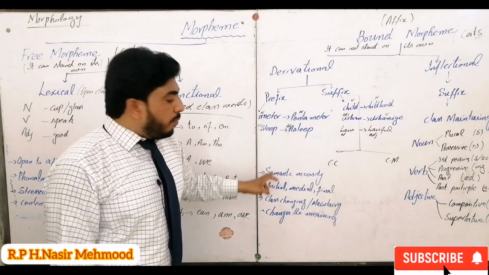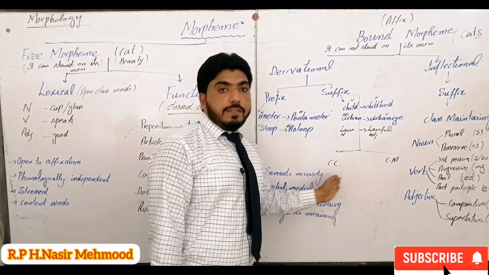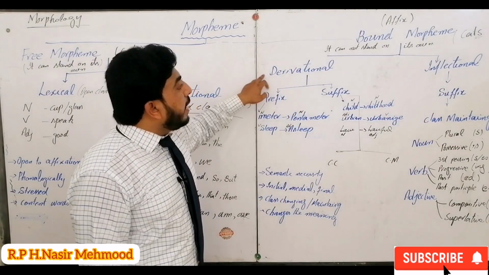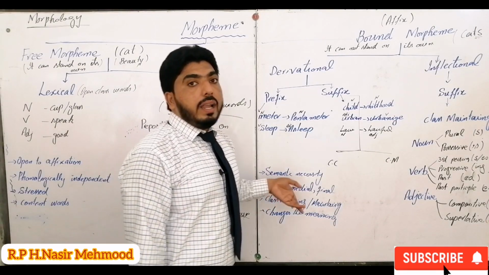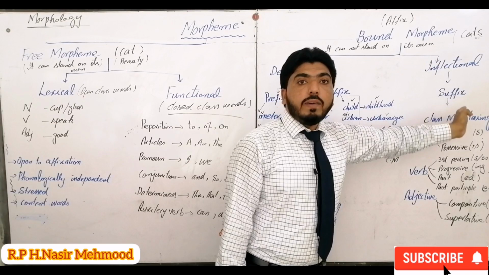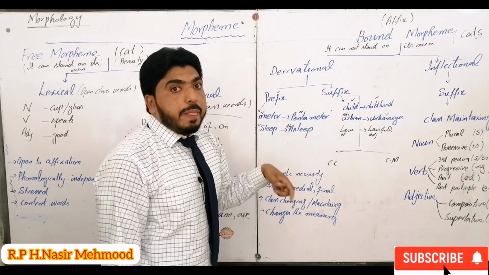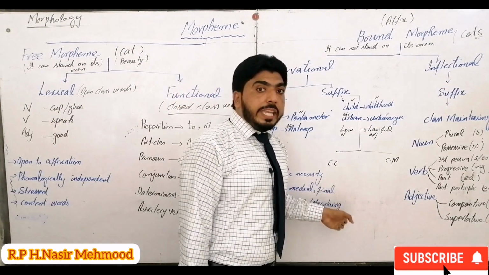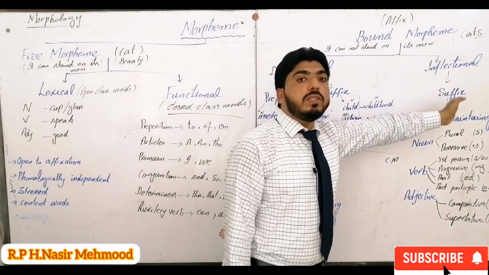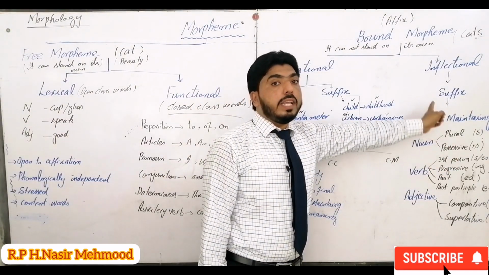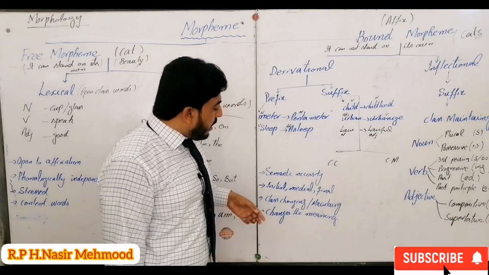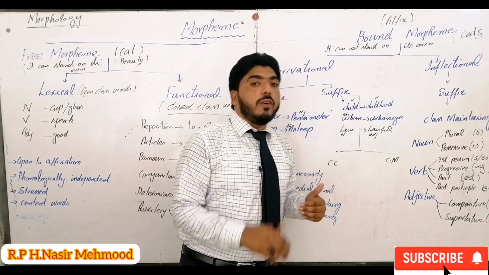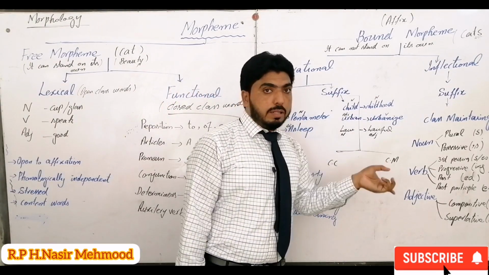Derivational morpheme fulfills the semantic necessity of the sentence, and inflectional morpheme fulfills the grammatical necessity of the sentence. And derivational morpheme may come in the beginning, in the middle, or at the end, but inflectional morpheme always comes at the end. It is always in a terminal position, and these are sometimes class changing and sometimes class maintaining morphemes, but inflectional morphemes are always class maintaining. They do not change class, grammatical class. And derivational morphemes sometimes change the meaning of the word. Avoid, avoidable, unavoidable. So meanings are changed.